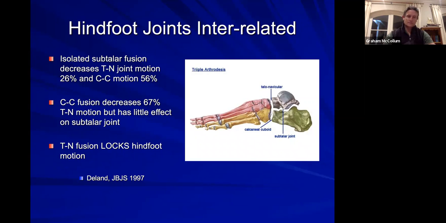If you perform just a fusion of the calcaneocuboid joint, it's almost like causing a tarsal coalition. So that also locks the hindfoot quite significantly. And performing just an isolated subtalar joint arthrodesis, which is certainly what we do for instability or degenerate problems, you take away quite a lot less of the transverse tarsal joint motion. So of the three joints, the subtalar joint is probably most motion preserving.